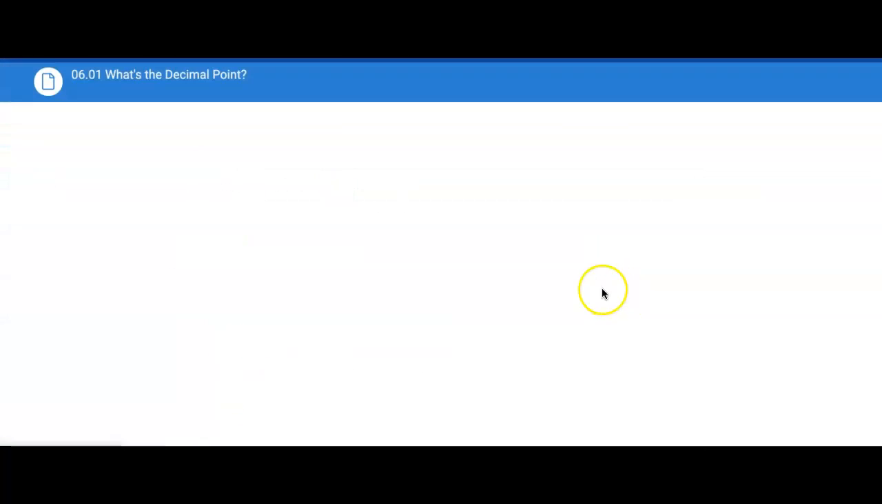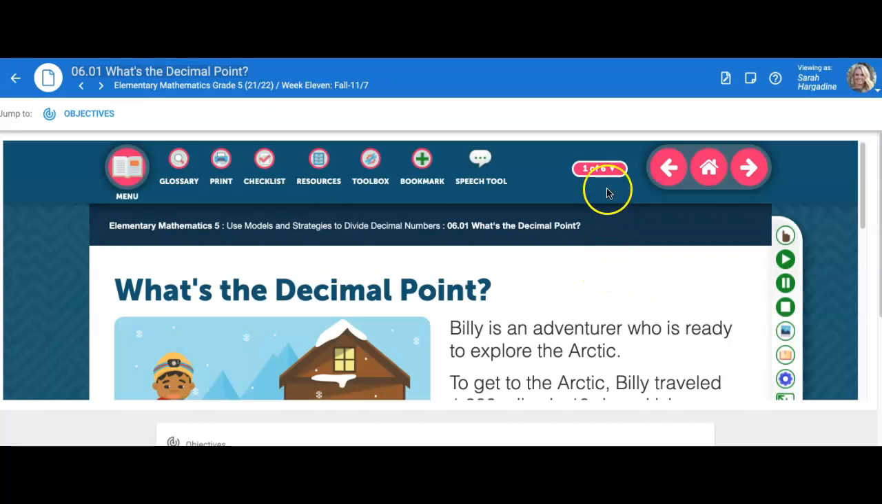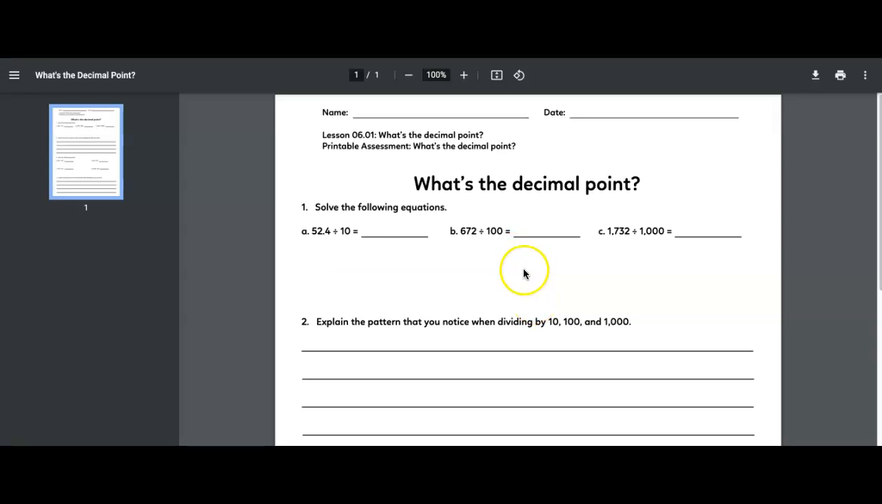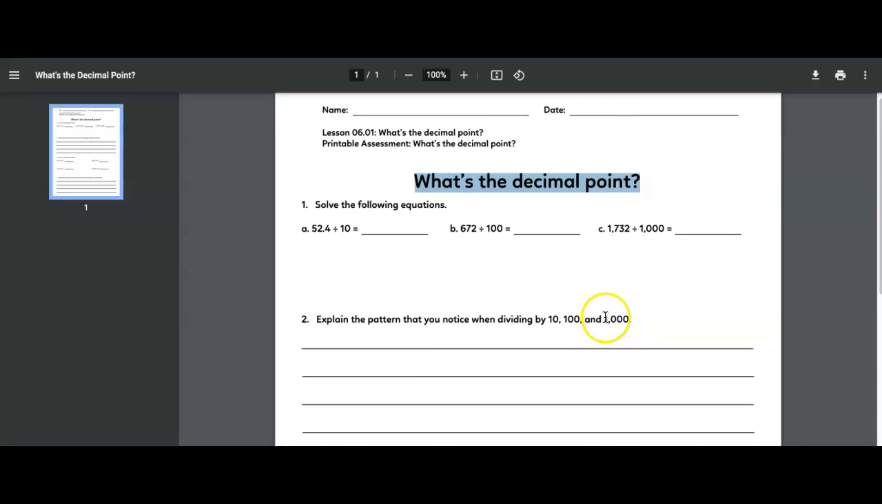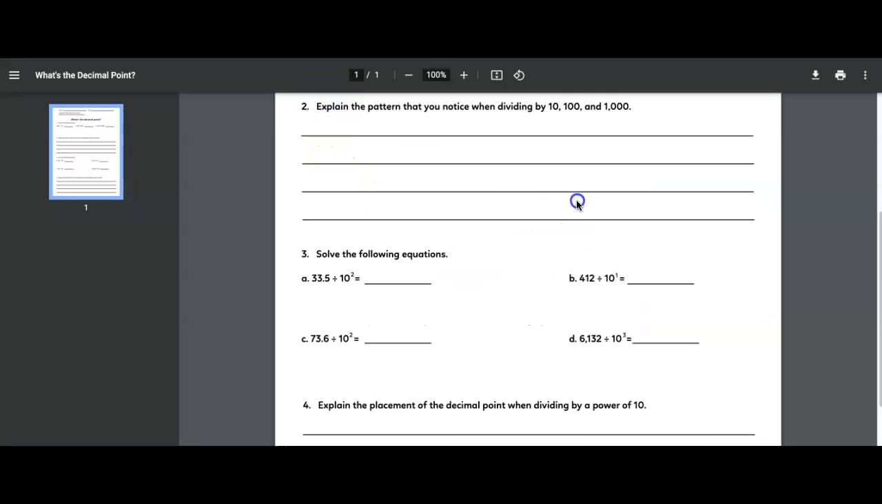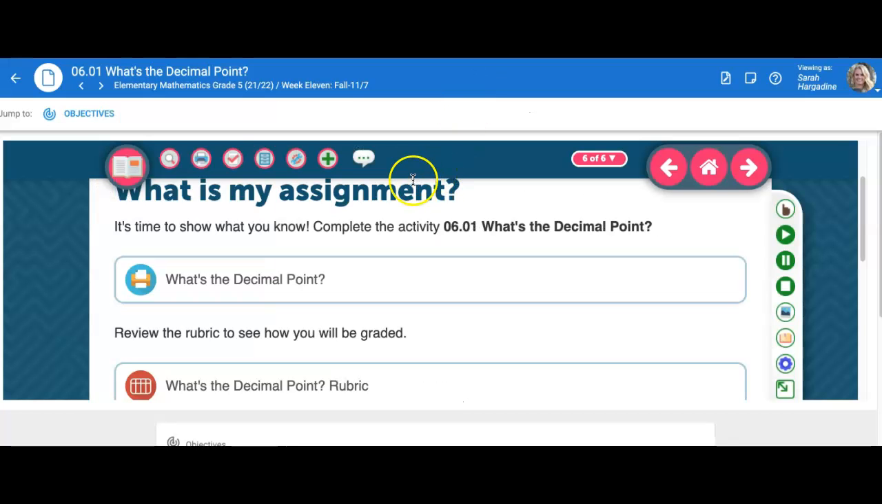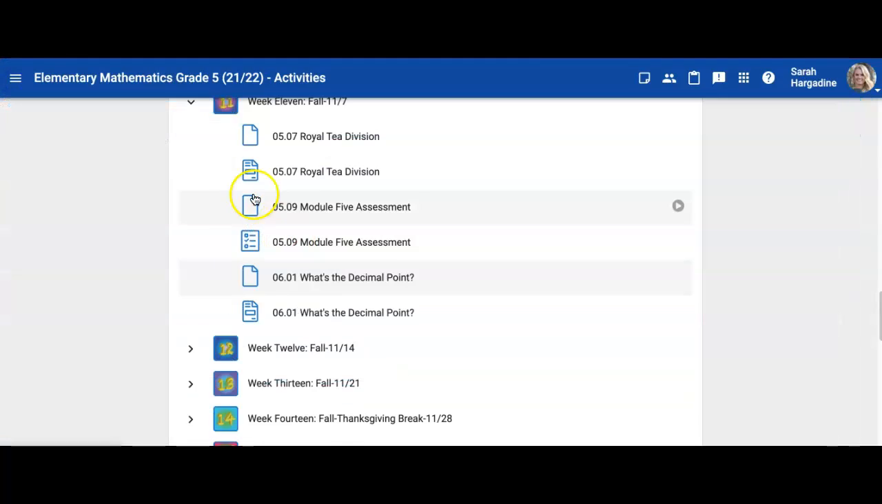And here you're going to start back looking at some things around decimals. And so when we go to 06.01 in week 11, you're going to see the assignment that's due called What's the Decimal Point? Be sure to answer these questions with sentences where you actually give me your thinking of how you understood the content and how it helps you. That is an important standard.